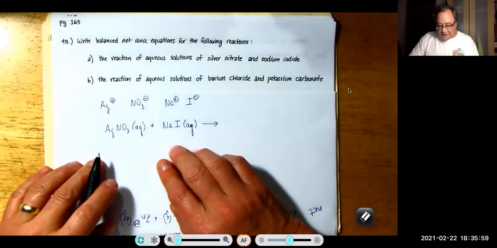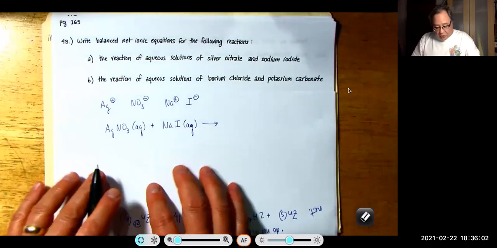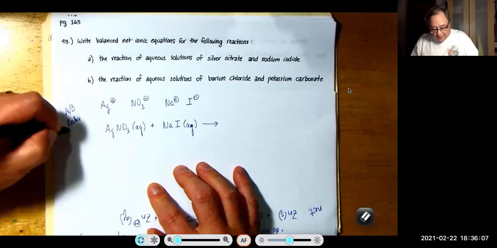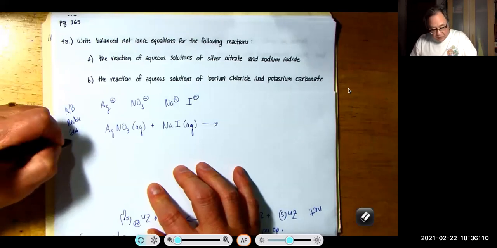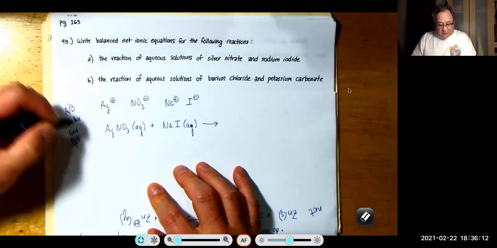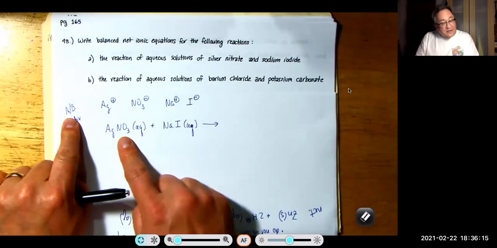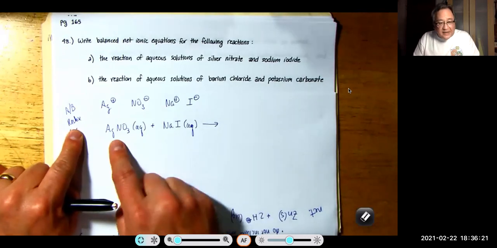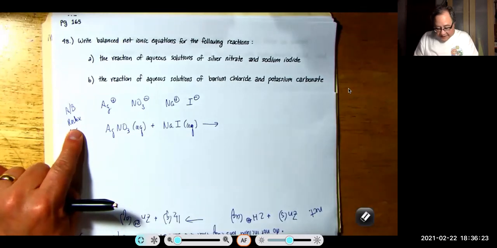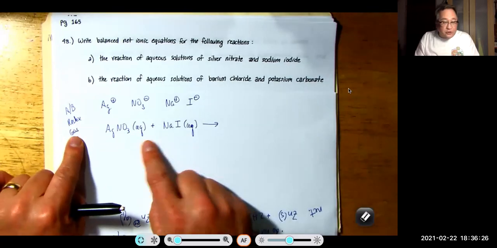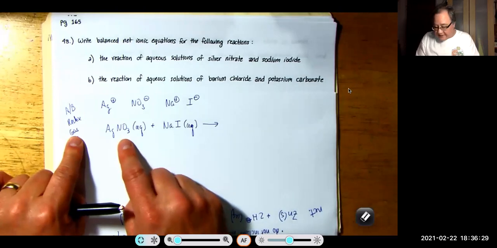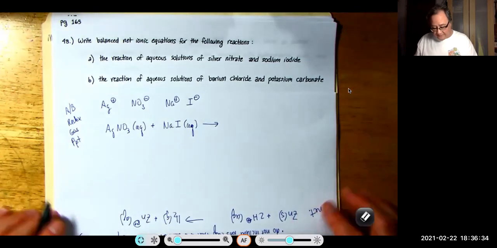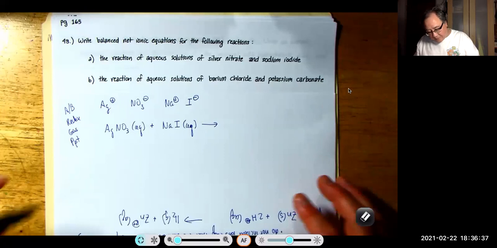Now, we're trying to figure out what type of reaction this is, and our choices are acid-base, redox, gas forming, or precipitation. For an acid-base, you need an acid and a base. We have neither here. For redox, you're usually looking for a pure element in a neutral state, and I don't see that there. For a gas forming reaction, you're usually looking for carbonate or sulfite, and I don't see those here. So this must be a precipitation reaction. To figure out what happens here, we separate the ions.